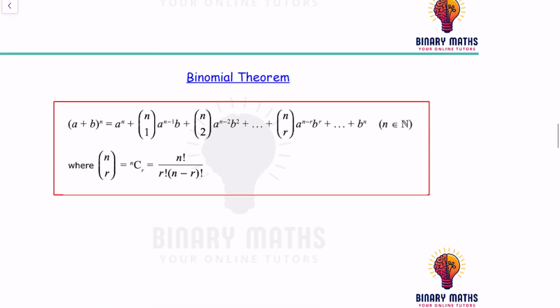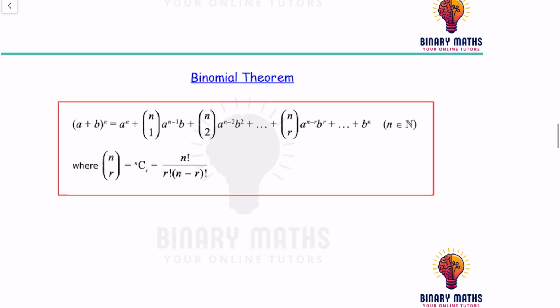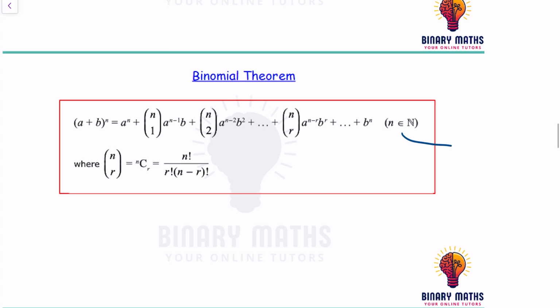Okay, now we come to the binomial theorem. This formula is given to you in the formula booklet. So (a plus b) to the power of n. Now the important thing is n is an element of the natural numbers. So n is a natural number, which means n is equal to 1, 2, 3, 4, any positive integer. It has to be positive and an integer. It can't be a fraction. It can't be a negative number. Okay, then we can use this expansion to help us expand the bracket easily.